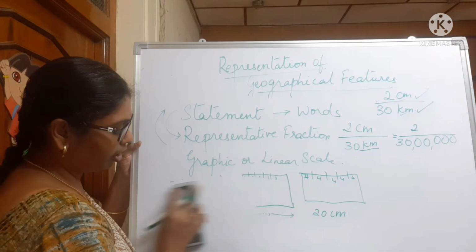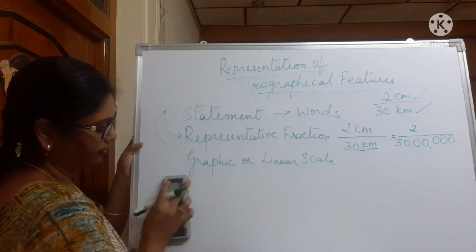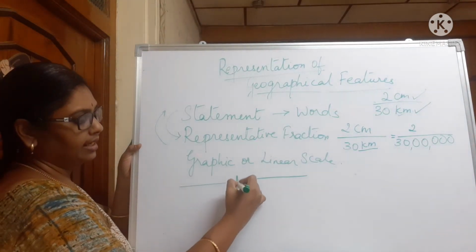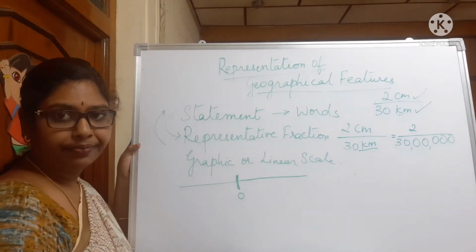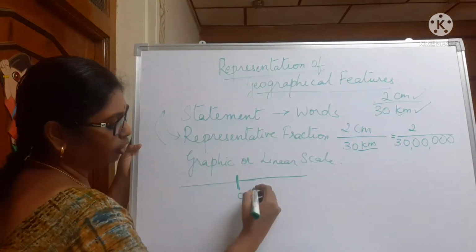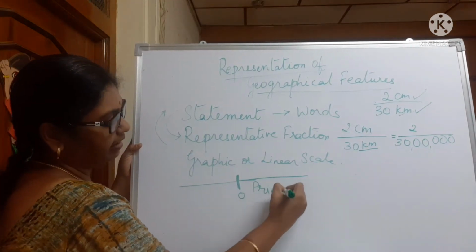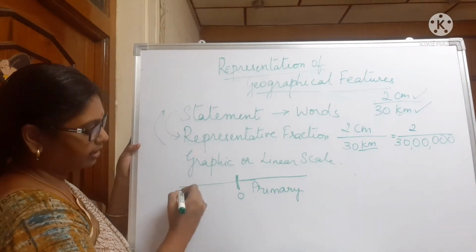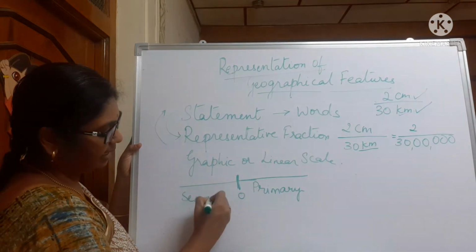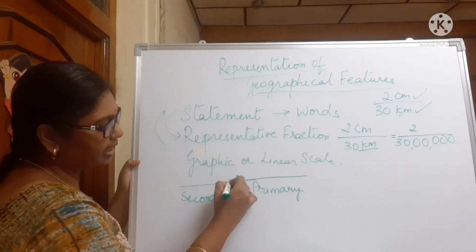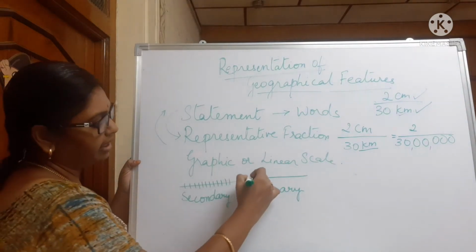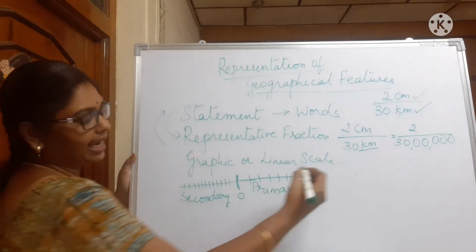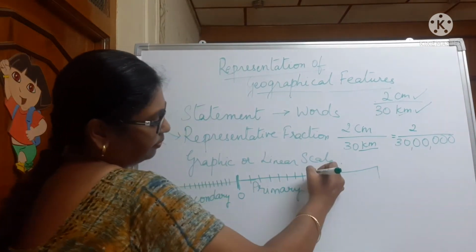So in a graphic or linear scale method, the scale is divided into 2. The 0 is given normally in between. To the right side of the 0 scale, it is the primary division. And to the left side of 0 scale, it is the secondary division. Secondary divisions are generally small. Primary divisions are a little bigger.